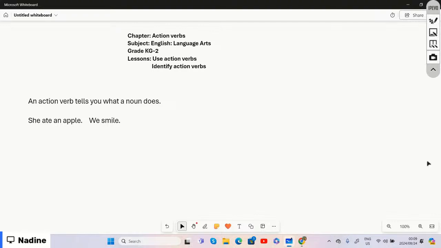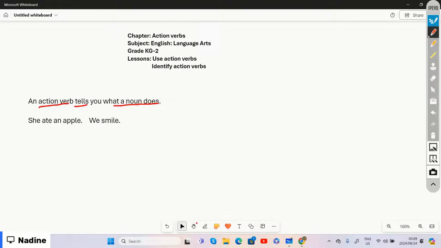All right. So an action verb, right? An action verb tells you what a noun does. So it tells us what the noun does. And remember, a noun either names a person, an animal, a place, or a thing. That is a noun.